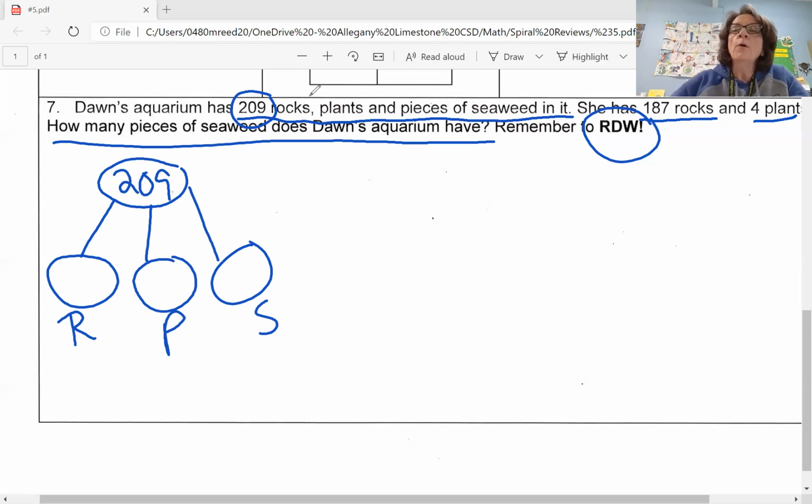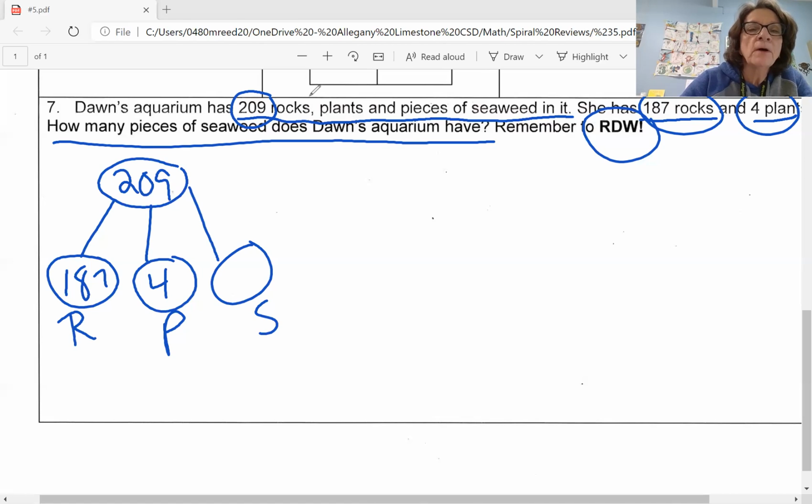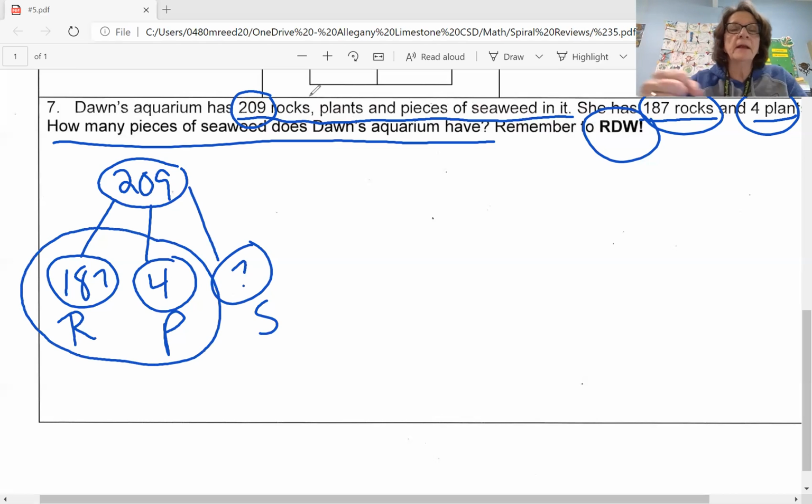Okay. We know 187 rocks, so we'll put that in here. We know 4 plants, so we'll put that in here. And we don't know how many pieces of seaweed, so we'll put our question mark there. Now, it's difficult to solve a 3-part number bond. It really needs 2 steps. So if you remember, our first step to solving this problem is to take and put those 2 parts together. And think about it, when you put 2 things together, what do you do?